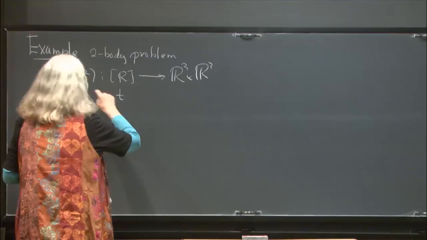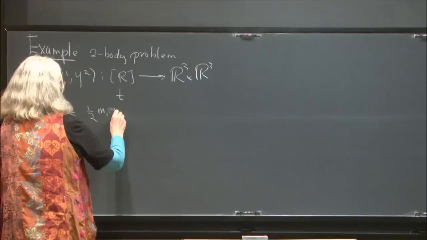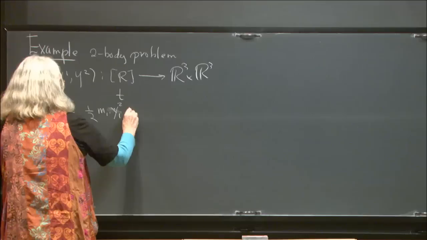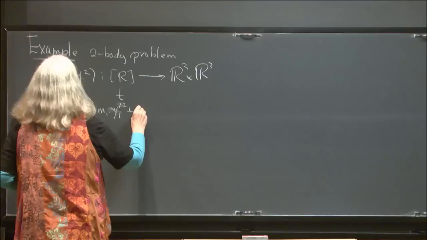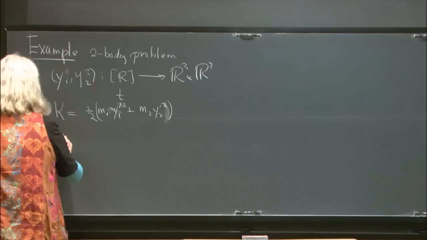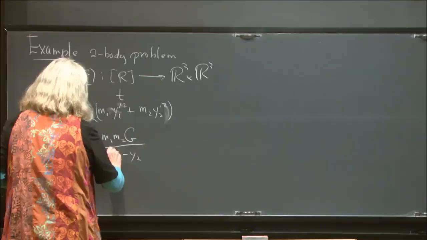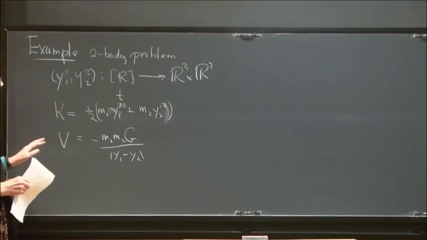Now, the kinetic energy for this is 1/2 the mass times the velocity squared, m1 y1 prime squared, plus m2 y2 prime squared. And the potential energy for this problem, V, is minus m1 m2 times the gravitational constant times the absolute value of y1 minus y2.